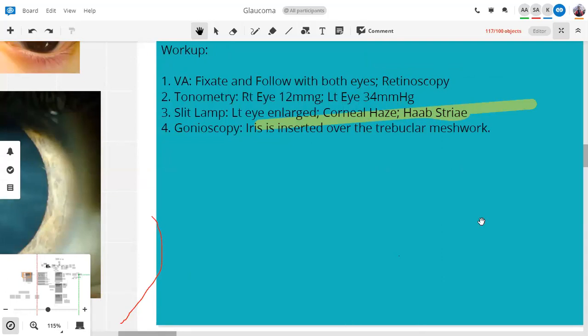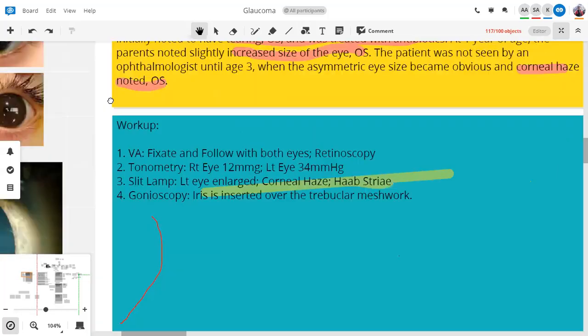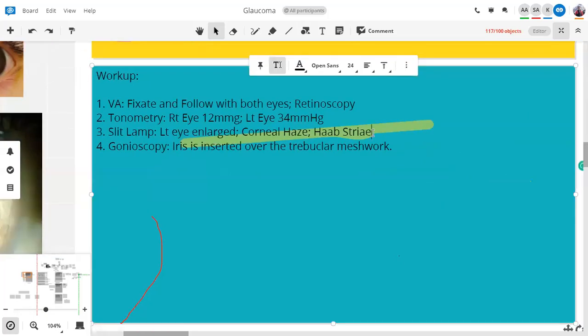Is there any test for eyeball size, or do you tell by examination? So first, on examination we got an idea that all right, there is something wrong, our left eye is enlarged. We can also tell by investigations, which we'll discuss in a few moments. When we examined the fundus as well, we did fundoscopy, we noticed that in the left eye there was cupping.